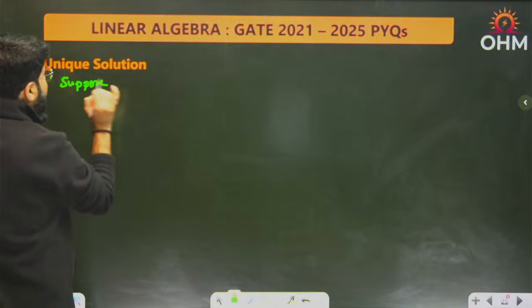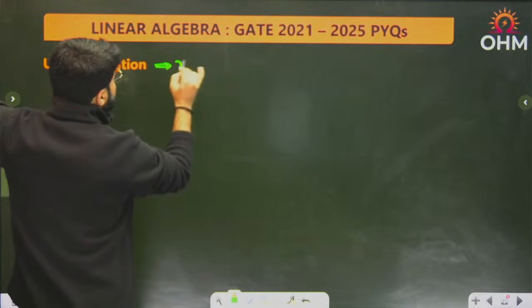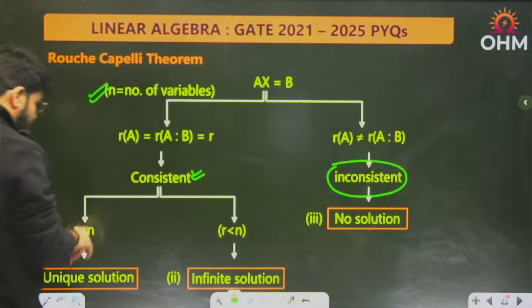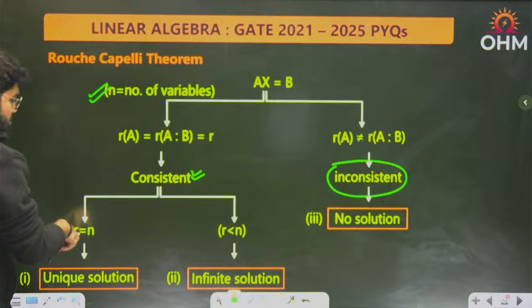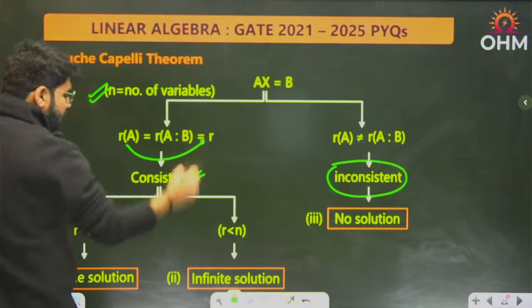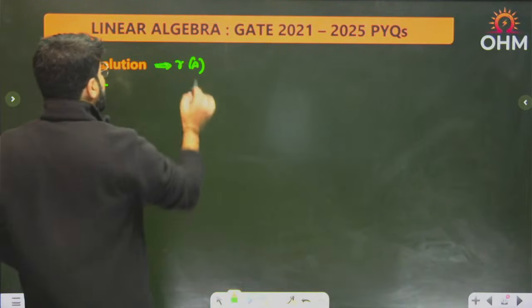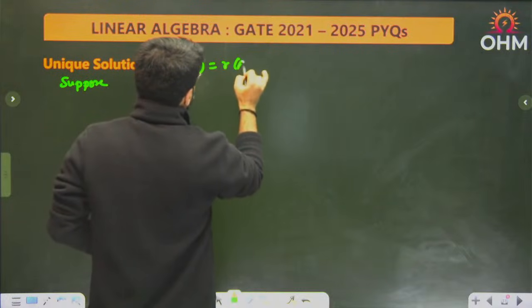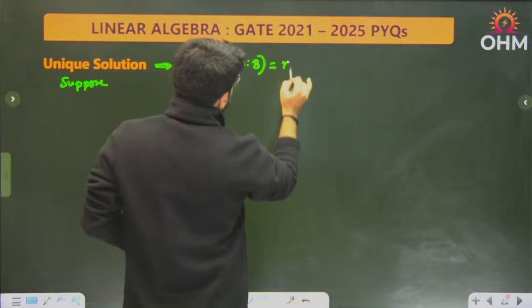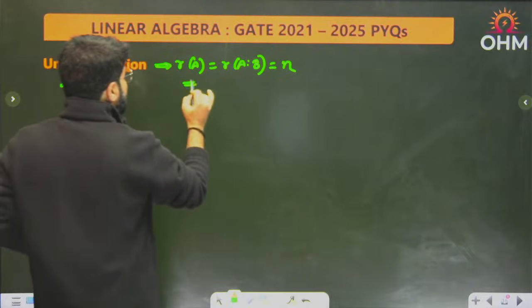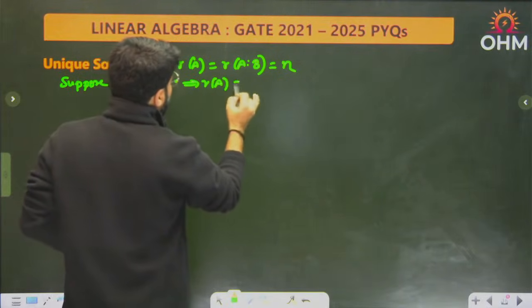One more technique I'm telling. What is a unique solution? Unique solution means the ranks of both are equal and equal to n. So that means rank of A is also equal to n. So unique solution means rank of A equals rank of [A|B] equals n. That also means the rank of the matrix is n.